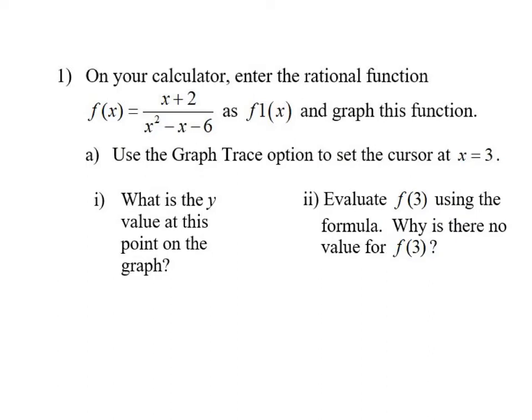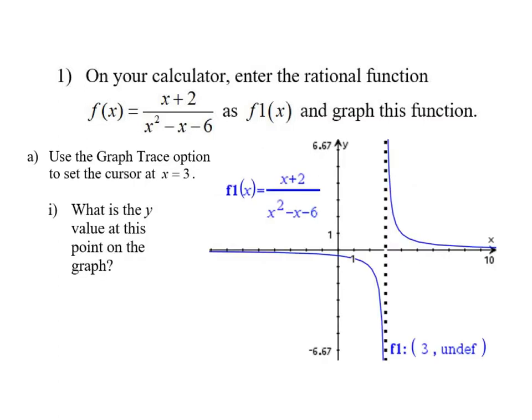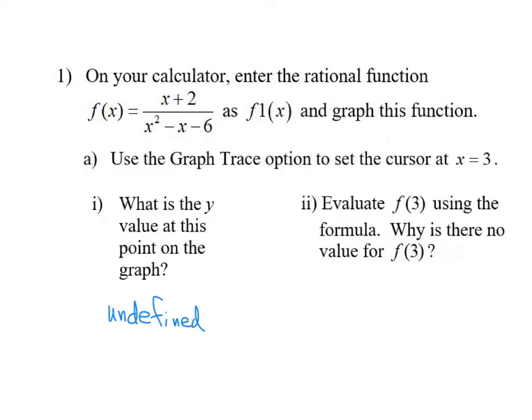You should have a pretty good graph if you plug this formula in as f1 of x on your calculator and just use a standard window. And once you have that, we want to use the graph trace option to set the cursor at x equal to 3. Why don't you pause the video and do that right now? If you did things correctly, you should actually see that the calculator is giving you undefined at x equal to 3. Let's explore why that is.